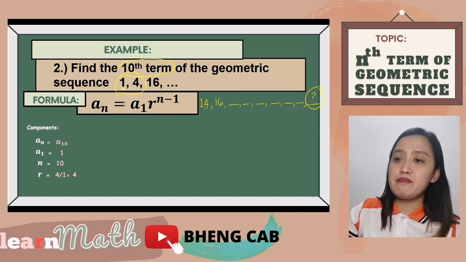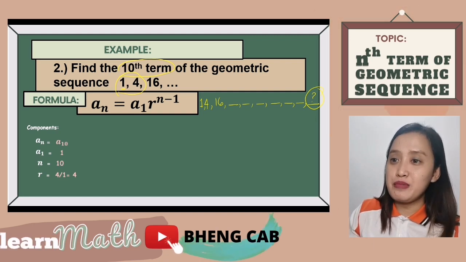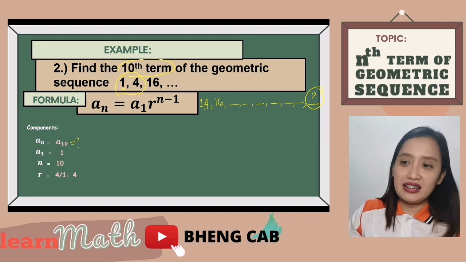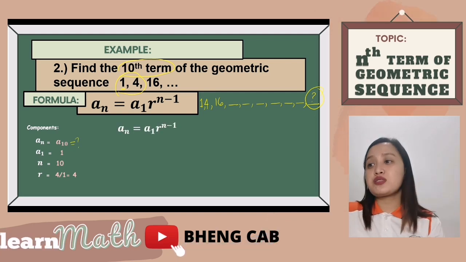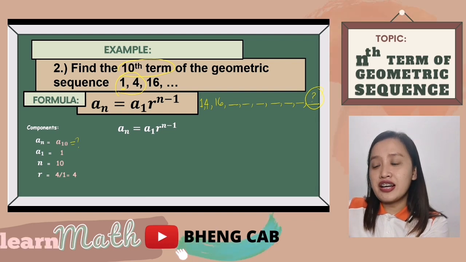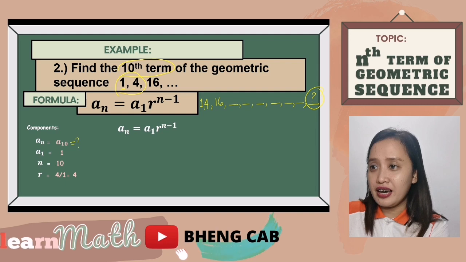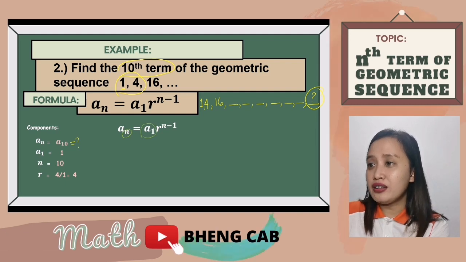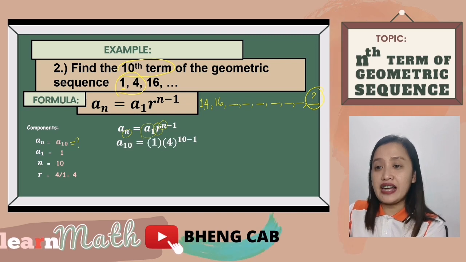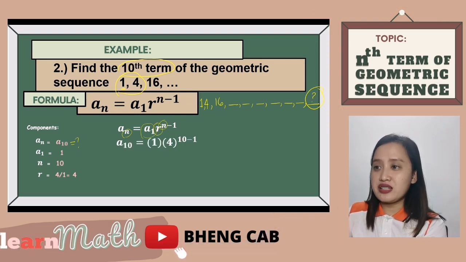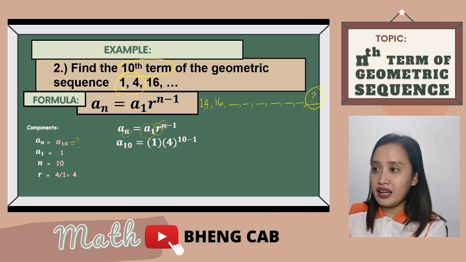Since a sub n is equal to a sub 10, for the 10th term, ito naman yung missing o yung hinahanap natin. Okay. So, formula, a sub n equals a sub 1 times r raised to n minus 1. So, plug in natin yung values na meron tayo katulad ng value ng n, value ng a sub 1, value ng r, at yung value ng n ulit. Then we can have here a sub 10 equals a sub 1 which is 1, r which is 4, and yung n natin na 10.